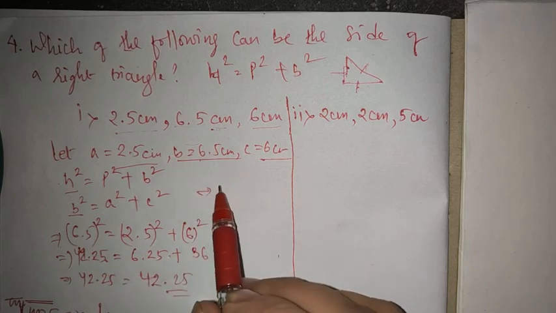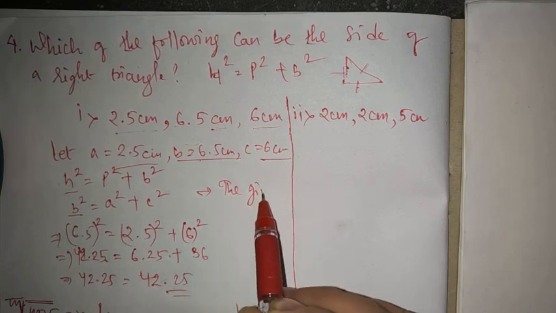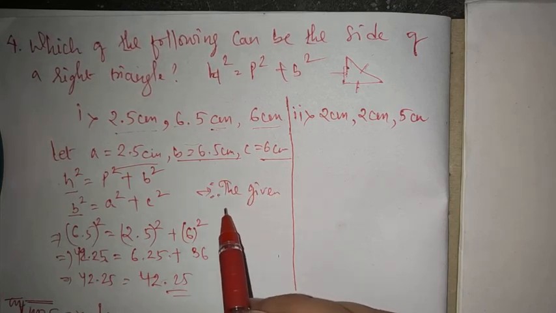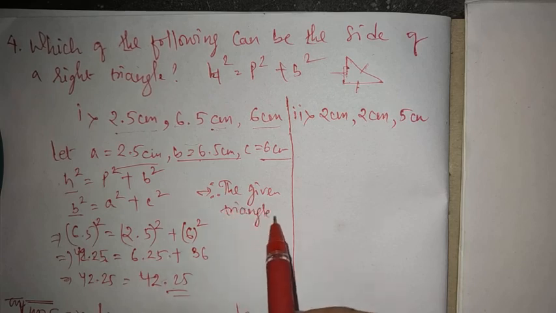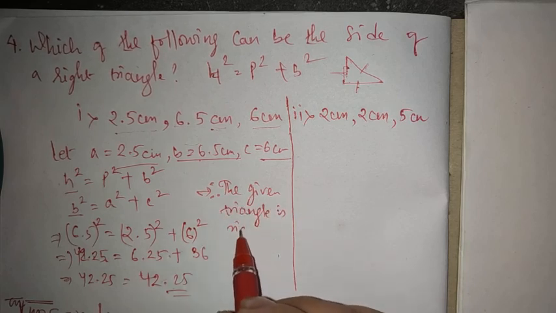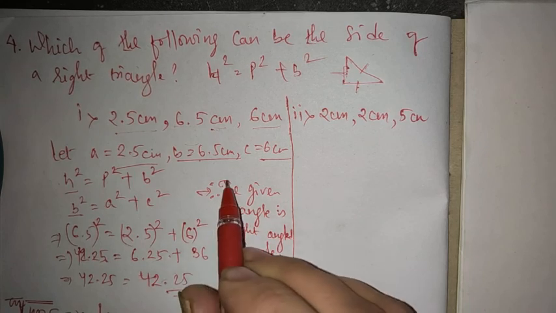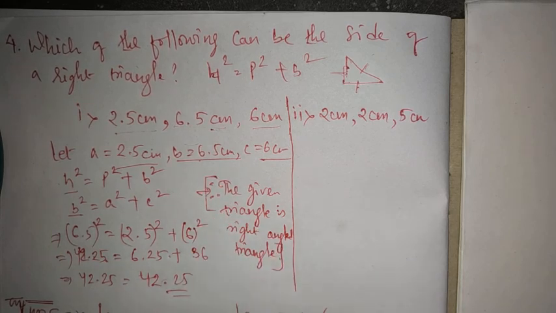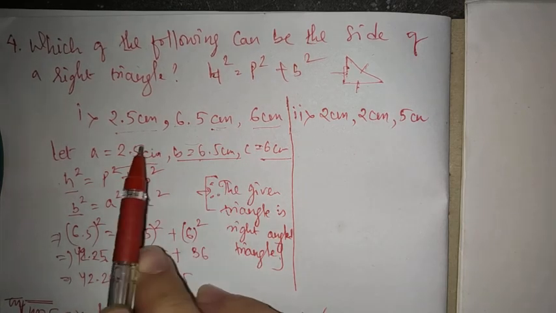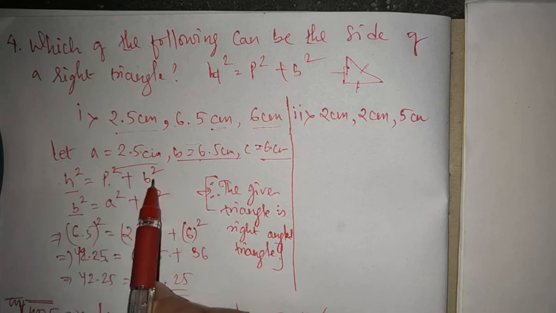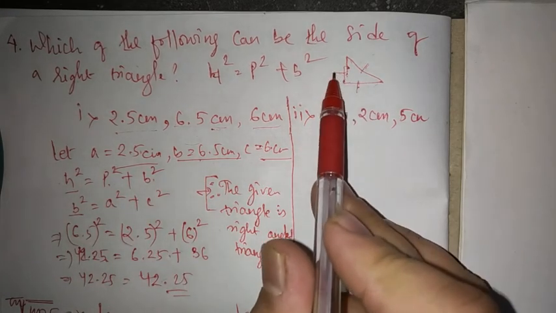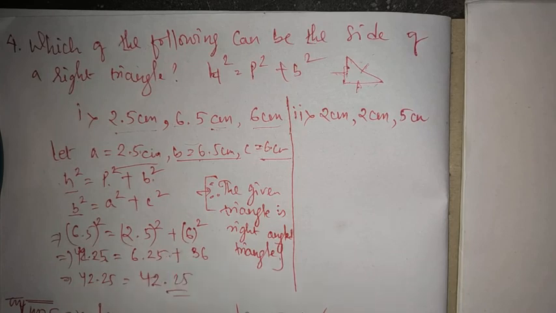Therefore you'll write: the given triangle is a right angled triangle. This way you will solve it. If you are getting equal values on both sides, then the given triangle is a right angle triangle. The right angle lies opposite the greater side, 6.5. The two sides, perpendicular and base, are opposite the hypotenuse, right? Both are equal, so this forms a right angle triangle.